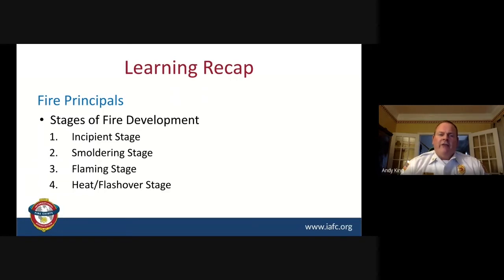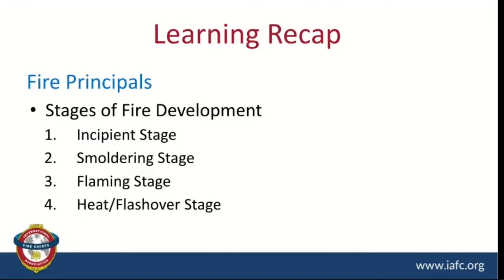The third stage is flaming again, which means it's either created a way to get more oxygen or enough heat that it's burning those hot gases off that were created during that smoldering stage. And then finally, once you have enough of the free burning, the room's ultimately going to reach enough temperature and heat so that the room flashes over all at once and becomes very dangerous.